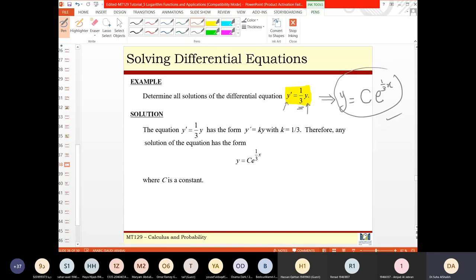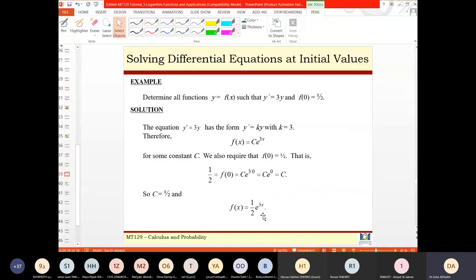So any question regarding this? Yeah, it's just that they are changing this number. ممكن يعطيني like y dash equal to 3y. The solution is y equal to c exponential 3x. ممكن يعطيني y dash equal to 7y. The solution is y equal to c exponential 7x. So this is the solution of the differential equation.